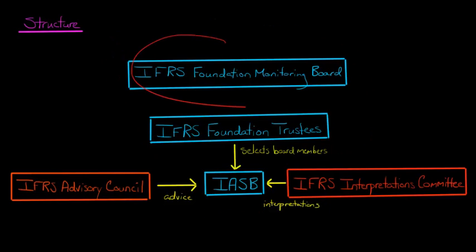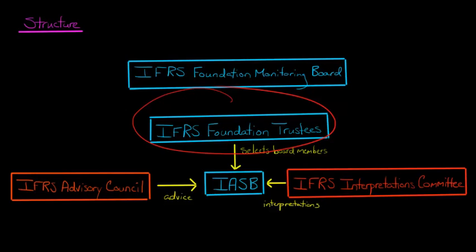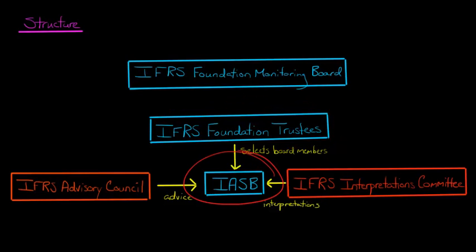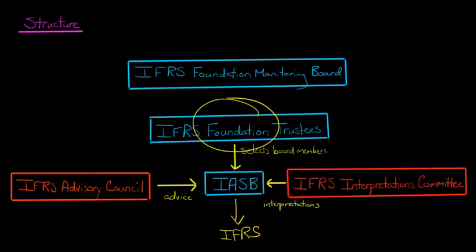We have the IFRS Foundation Monitoring Board, which you can think of as overseeing this other organization called the IFRS Foundation Trustees. And the IFRS Foundation Trustees select the board members and provide oversight for the IASB. But the IASB is the actual standard setter for international financial reporting standards. So the IFRS are actually issued by the IASB. The IASB is a standard setter, but this foundation selects the board members.